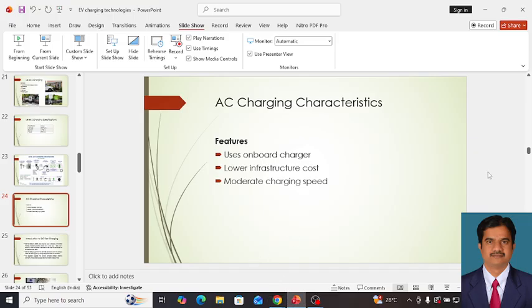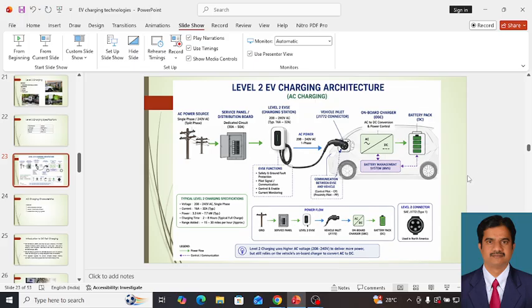Very good. That is shown here. This is the onboard charger, OBC, converting from AC to DC, and that DC is going to be stored in the battery pack.